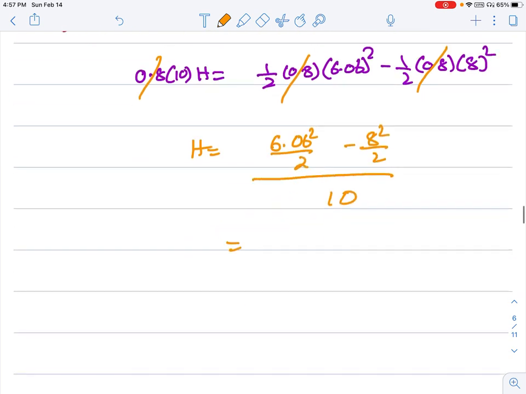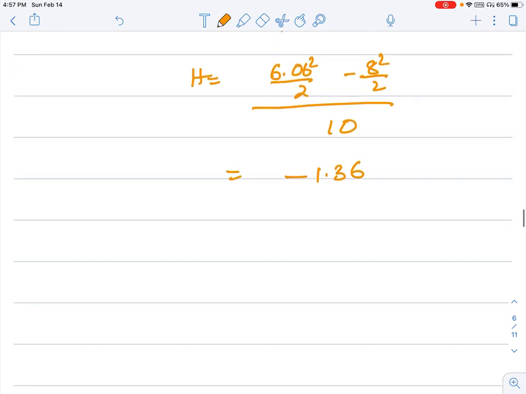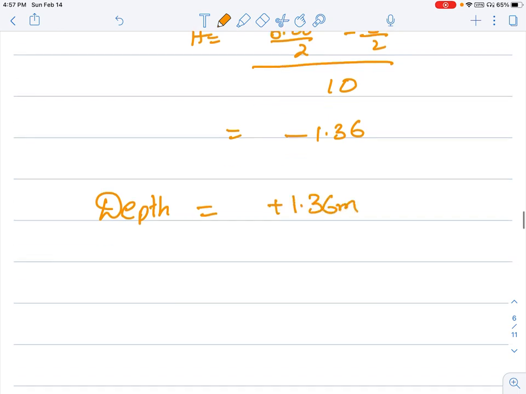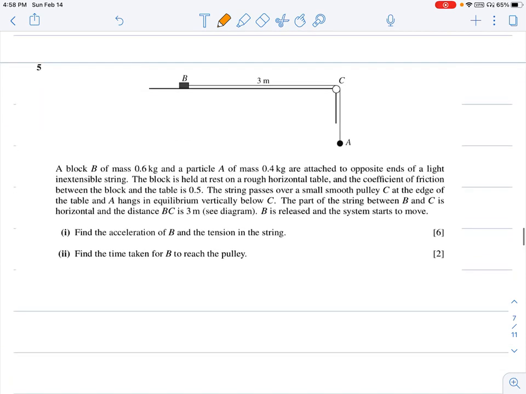So I quickly take the calculator. 6.06 square times 0.5 minus 0.5 times 64, divided by 10. When I do this, I get negative 1.36, but it is the depth. We are getting a negative answer because it is below the ground. So the depth is equal to positive 1.36 meters. So depth h is equal to 1.36 meters.